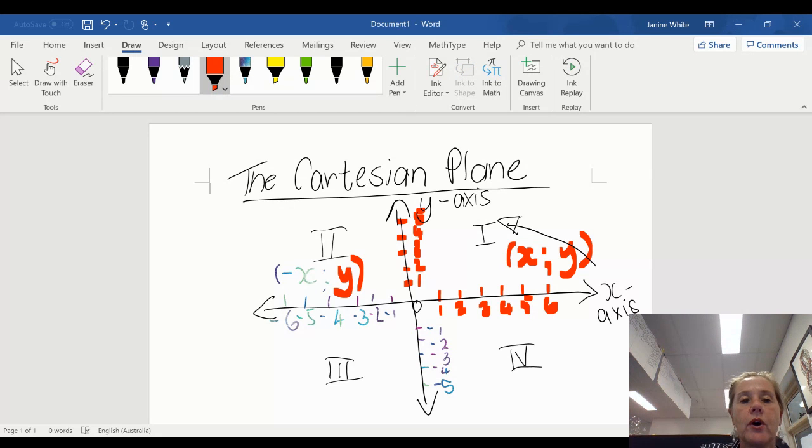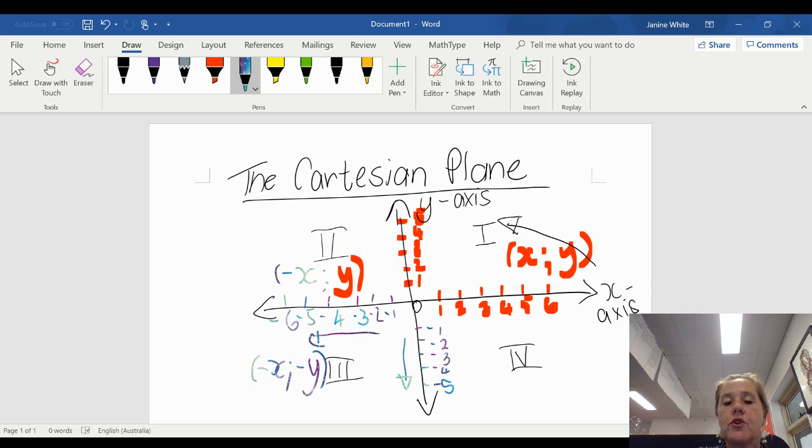If I look to quadrant 3, all my x values will be negative and all my y values will be negative because both these and these are both negatives. If I look to quadrant 4, well, here my x values are all going to be positive, but my y values in quadrant 4 will be negative.